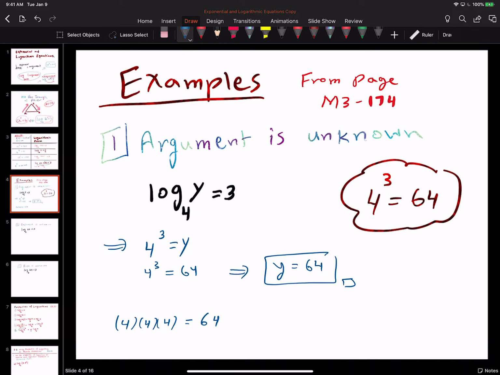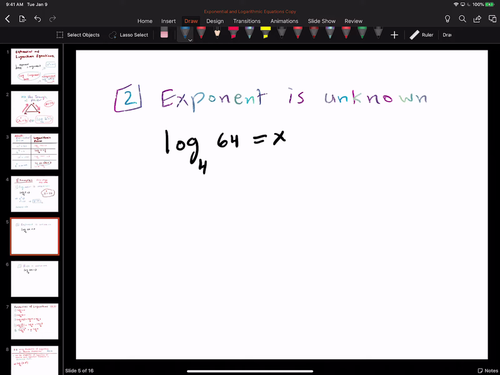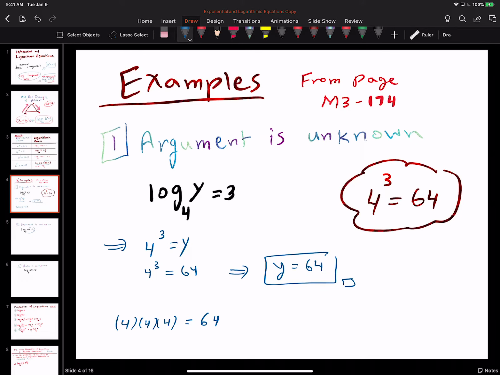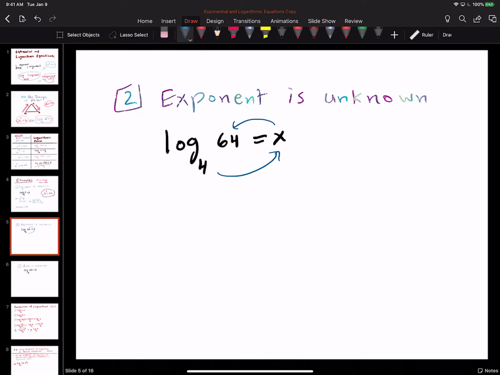Number 2, the exponent is unknown. The exponent, which is x right here, is unknown. It's the same problem as I said. Look, 4 to the power 3 equals 64. Same thing. We're looking at it from the three pieces. This time the exponent is unknown. So here we go: 4 to the power x equals 64.